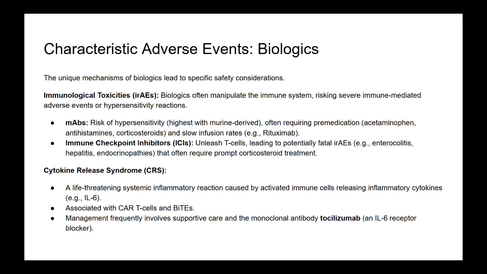And how are these IRAEs managed? Recognizing them early is critical. Management typically involves stopping the ICI drug and promptly initiating immunosuppression, usually with high-dose corticosteroids like prednisone, to dampen down that excessive immune response. For severe or refractory cases, other immunosuppressants might be needed.